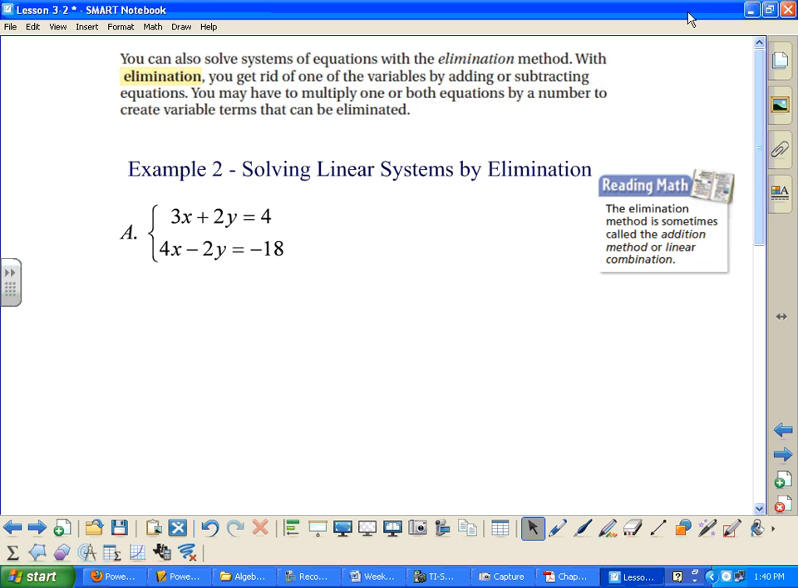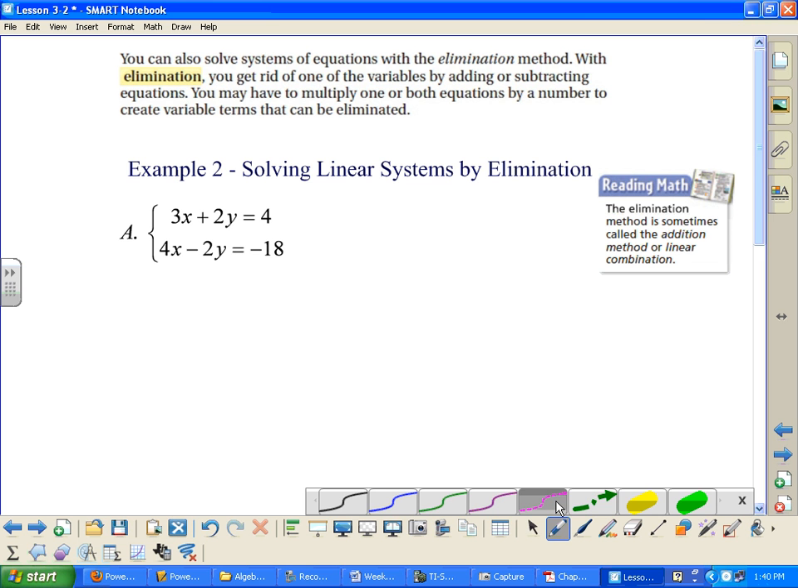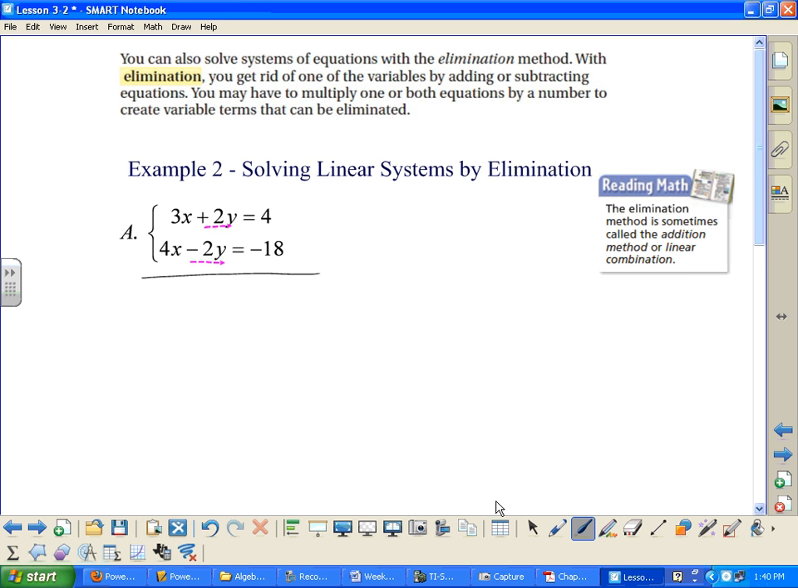Okay, the y does. This one has a positive 2y here, negative 2y here. So when I add these, I'm going to get 0 for the y, so y will be eliminated, and I just have x. So 3x plus 4x is 7x. 2y minus 2y is 0, so that's gone. And 4 minus 18 is negative 14. So we divide both by 7, and get x equals negative 2.